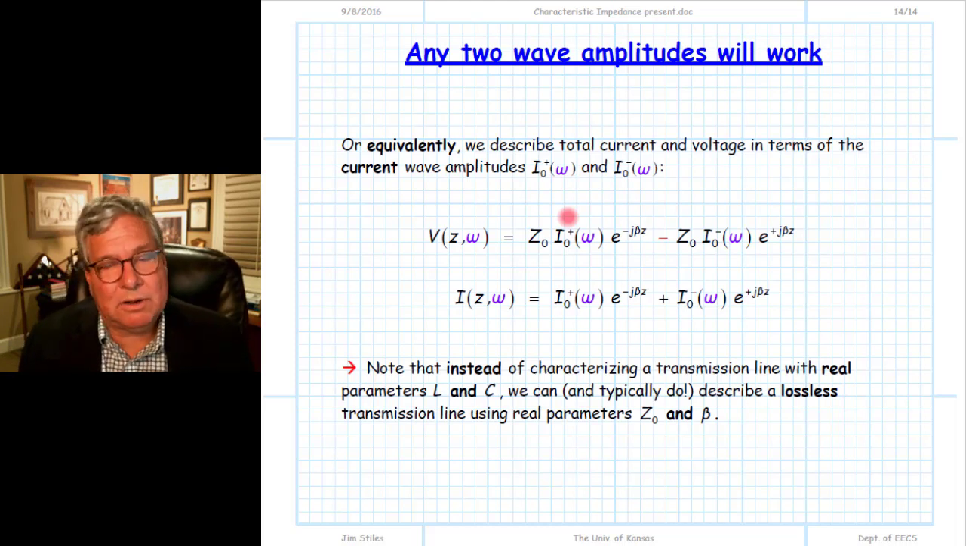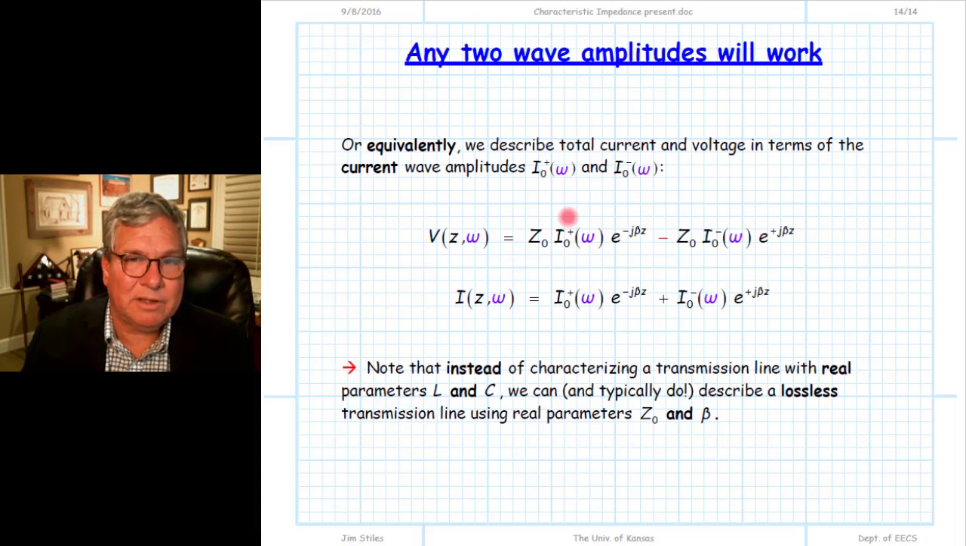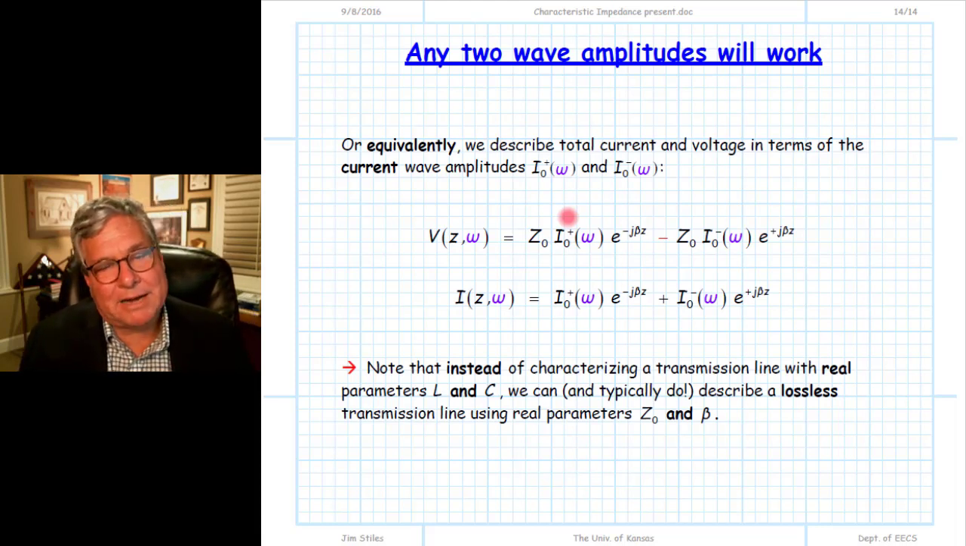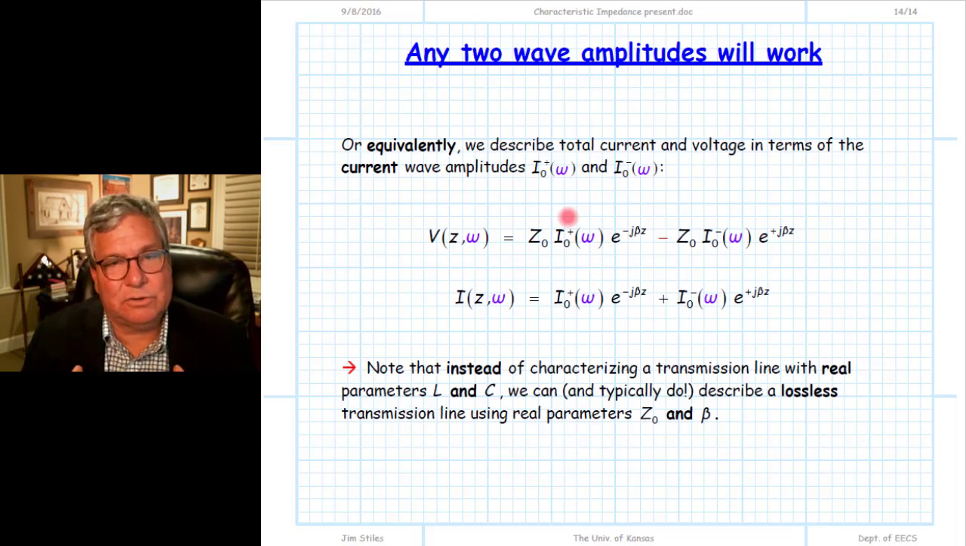Oh, it's the ratio of the total voltage to the total current. No, it's not. It's the ratio of the plus wave voltage to the plus wave current, and essentially the ratio of the minus wave voltage to the minus wave current, but it is not equal to the ratio of the total voltage to the total current. It is not. And that's a very common mistake that students make, and so make sure you do not make it.